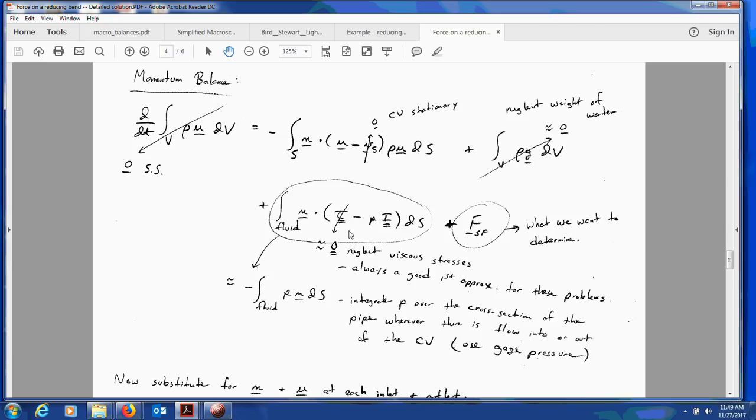Moreover, we don't know the details of the velocity field, and therefore we cannot compute the viscous stresses, and so the approximation we make is that the viscous stress tensor tau is essentially equal to 0. So we're ignoring viscous stresses in the inlets and outlets. And this is always a good first approximation for any of these macroscopic flow problems. Consequently, this integral over the surface of the stress simply reduces to an integral of the pressure in the fluid at every inlet and outlet in the system.